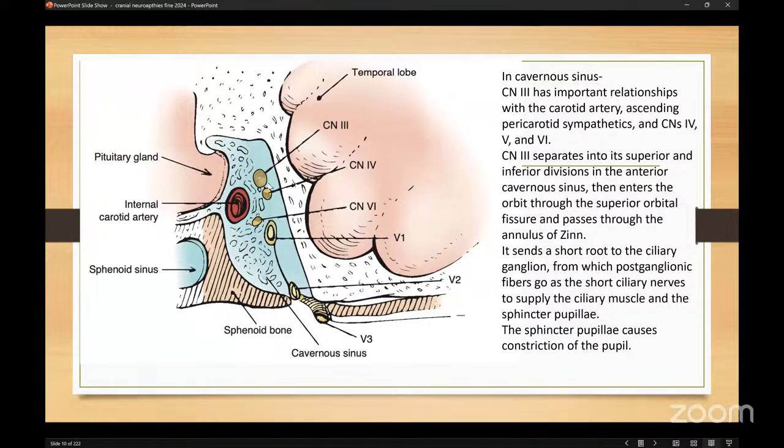In the lateral wall of the cavernous sinus, there is an association with the internal carotid artery, then the sympathetic plexus, the fourth nerve, and the fifth nerve, that is the V1 and V2 divisions. Once it passes through the lateral wall of the cavernous sinus, it divides into superior and inferior divisions, and they both pass through the superior orbital fissure, entering the orbit. In the inferior division, there are fibers to the pupil, that is the sphincter pupillae. So now we have understood the anatomy.